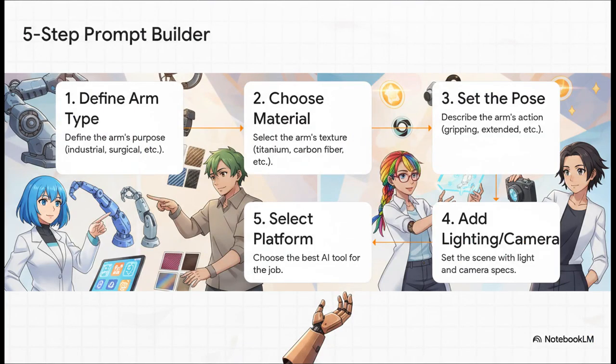And here it is. This is the framework that makes it all click. It's a simple 5-step process. First up, you define the type of arm. Is it for surgery or industry? Then, step 2, you pick the material and texture. Think titanium or carbon fiber. Step 3 is all about the pose and motion. Number 4, and this is a big one, you add your lighting and camera specs. And finally, you choose the right style and platform to bring it to life. See? It's like building blocks. You just stack them up to create the perfect prompt.